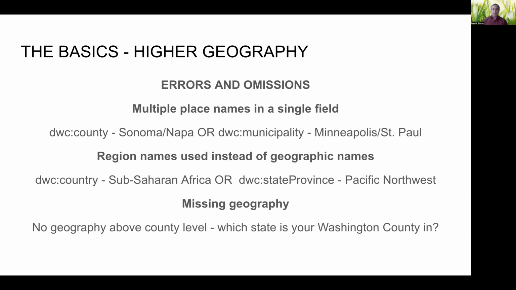Many of the portals will infer higher geography if it's not given. While the ability of the aggregators to infer correctly has improved over time, it is not a sure thing, and this can cause problems for data users, and it can limit the discoverability and fitness for use of your data.